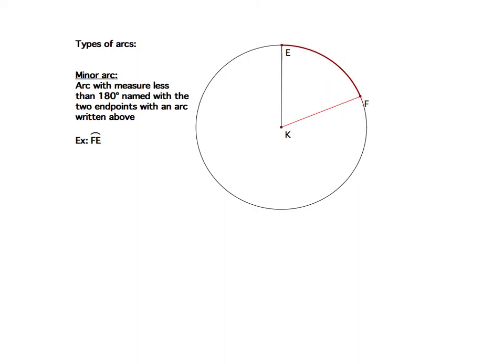It's the same arc that we talked about in the last one, where we said that the measure of this arc FE was 67.52 degrees. And we can just kind of see, for the most part, that this is obviously less than 180 degrees. 180 degrees would be half the circle. This is much less than half the circle. So when it's less than half the circle, we call it a minor arc.